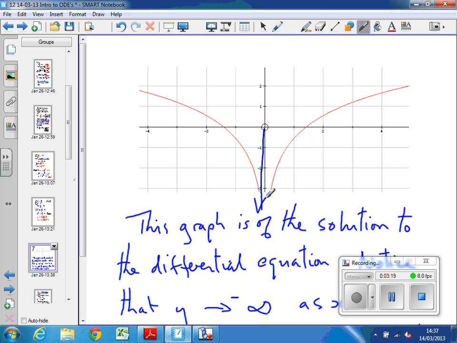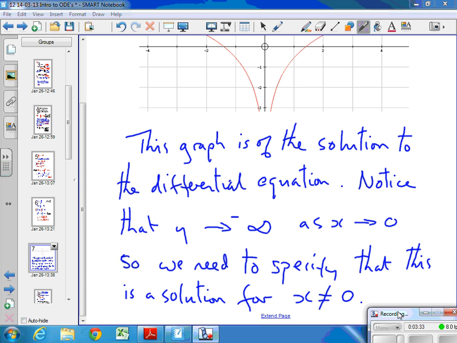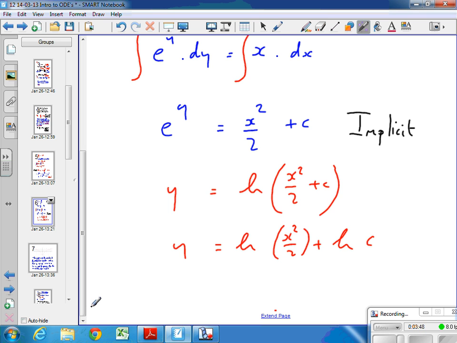Do you remember I said at the beginning, we have to define when these solutions apply and when they don't. So we have to conclude that as x tends towards 0, y tends towards negative infinity, and we need to specify that this solution is true for values where x is not equal to 0. So in our final solution, y equals log x squared over 2 plus log c, so long as x is not equal to 0, to stipulate that this thing goes all wrong when x is equal to 0.